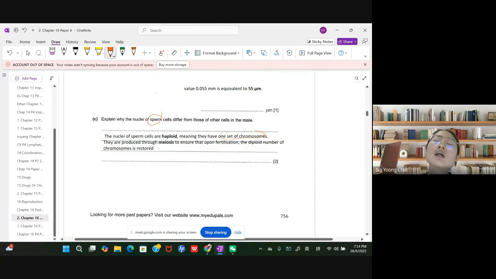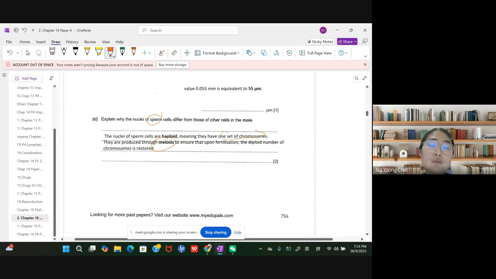Because in other body cells, we call them somatic cells. Somatic cells usually have 2 sets of chromosomes, for example liver cells, muscle cells, all body cells. They have 2 sets of chromosomes. Only the haploid cell has 1 set of chromosomes. It's because those haploid cells are a product of meiosis. So they are produced from meiosis.